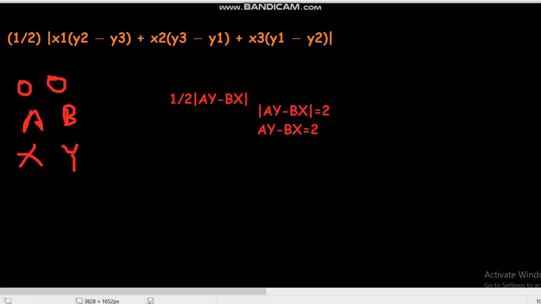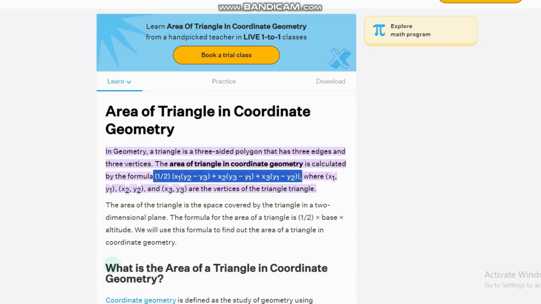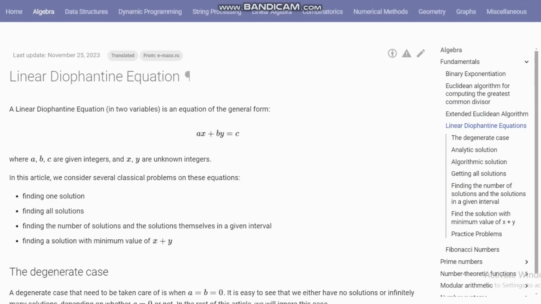So we have to find any such values of A and B such that AY minus BX equals to 2. Now how can we solve this problem? For solving this type of problem, this is called a linear Diophantine equation, where the equation is of the form ax plus by equals to c. I will provide the link of the CP-Algorithms page in the description box. You can look that up.